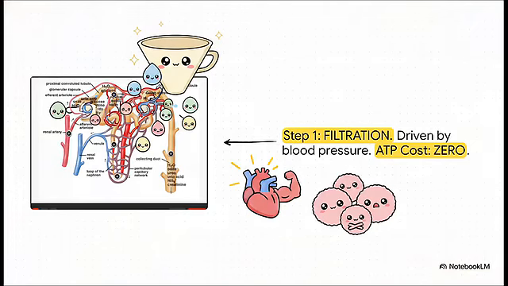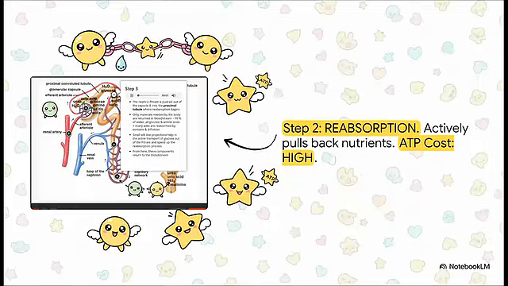Okay, step 1 is filtration. This is where your blood pressure literally forces water and a bunch of small stuff out of your blood. It's a physical process, kind of like making coffee with a French press. The key thing to realize here is that the cells themselves aren't doing any work. It's all pressure. So the ATP cost? Absolutely zero.